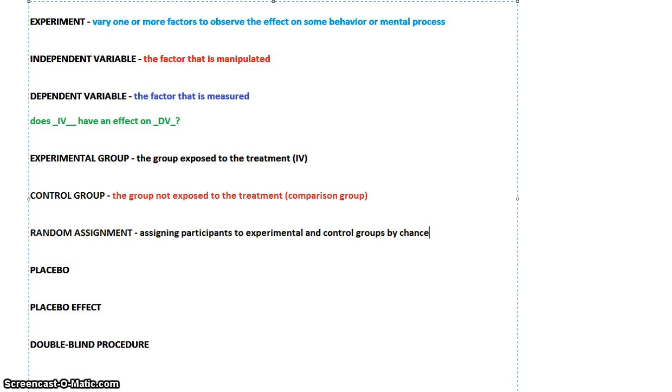You can have it be every other person. It could be based on what their last names are. Whatever, you just have to randomly assign them for it to be a legit study. Now, sometimes for your control group, there's a chance that just being in the study, just thinking something's going to happen is actually going to affect you.